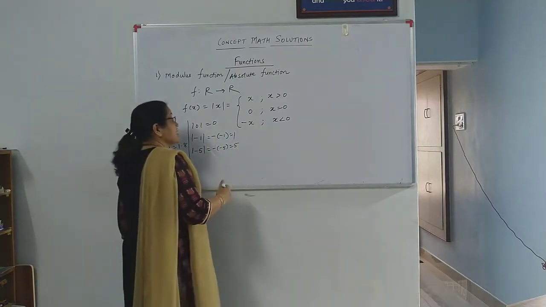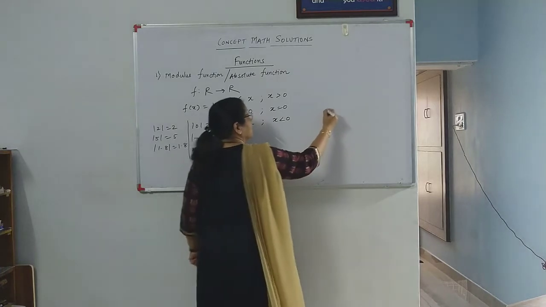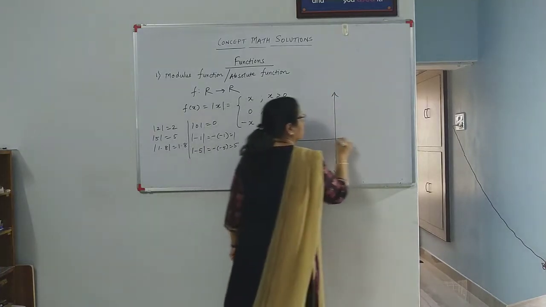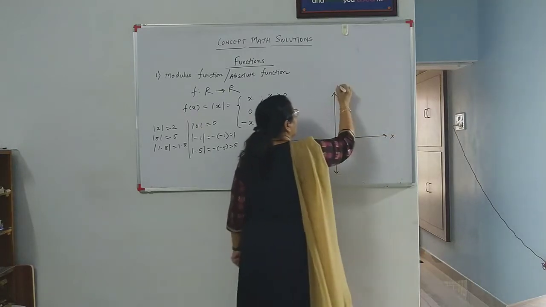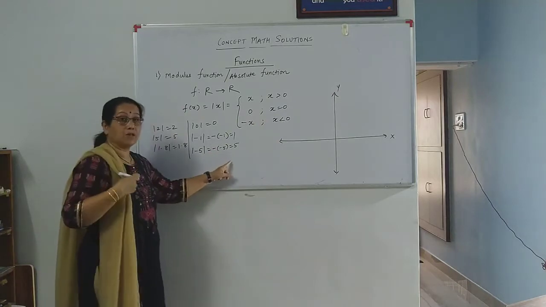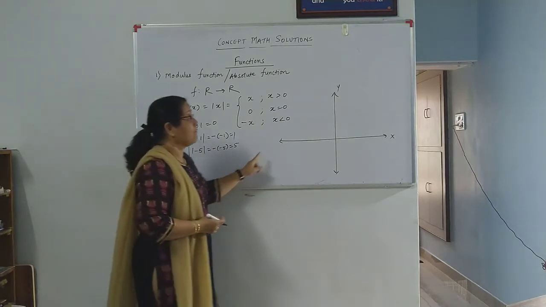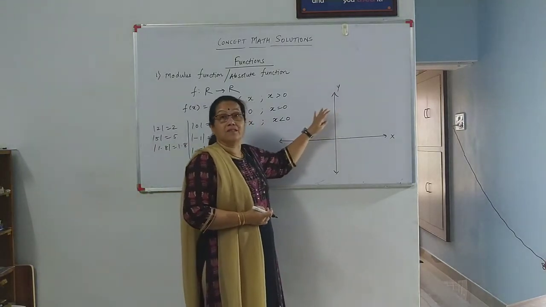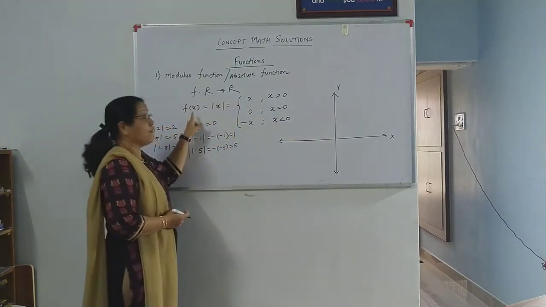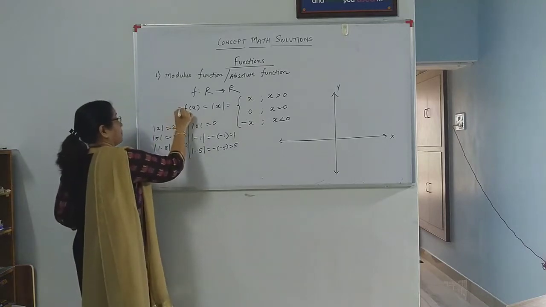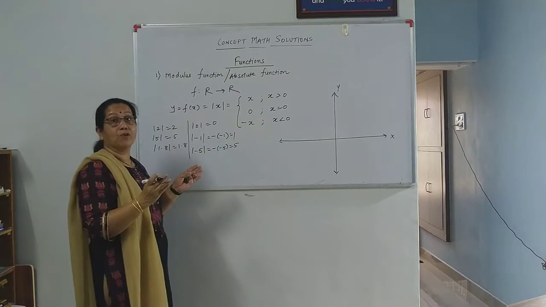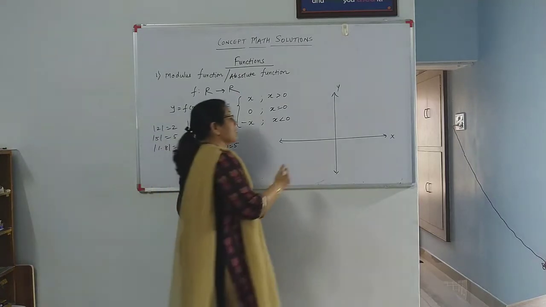That means for the modulus function, if x is positive, y is positive. If x is negative, again y is positive. That is, the graph will run in the first and second quadrant. y is always positive, f of x is y. So the graph would go in the first and second quadrant.